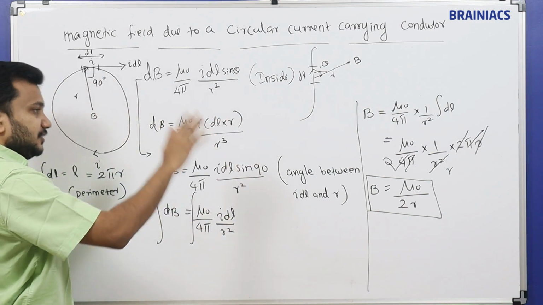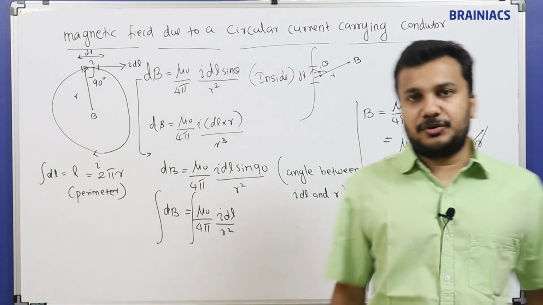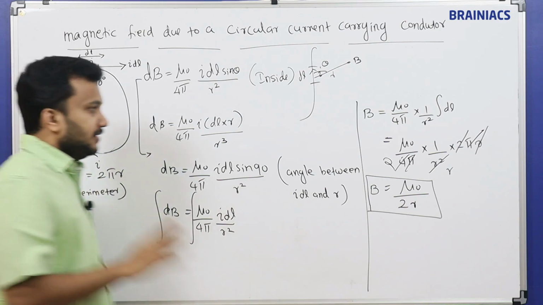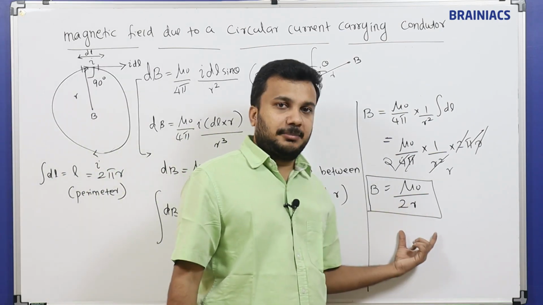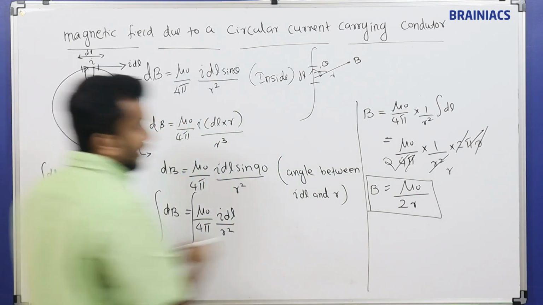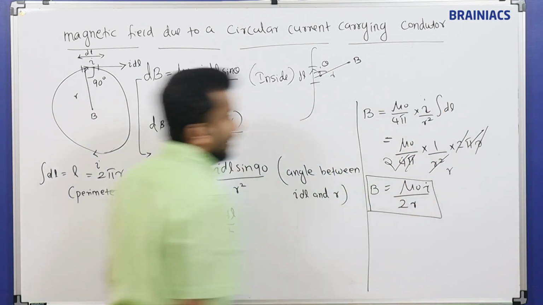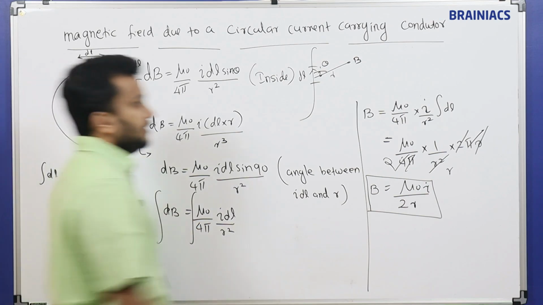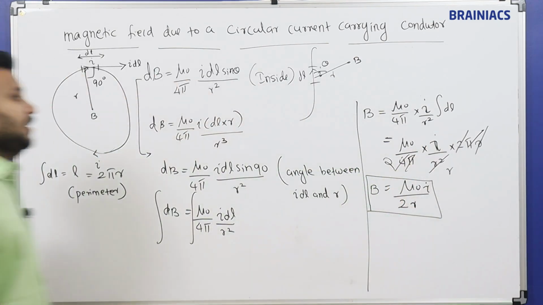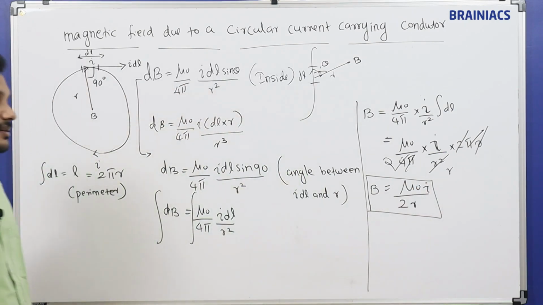This relation is very important, both for JEE Mains in case you are going to write it, and for NEET in case you are going to write that. So for all the entrance examinations you are going to appear for, this is important. Mu 0 I was missed, right? So mu 0 I divided by 2r. Mu 0 I divided by 2r is the equation.